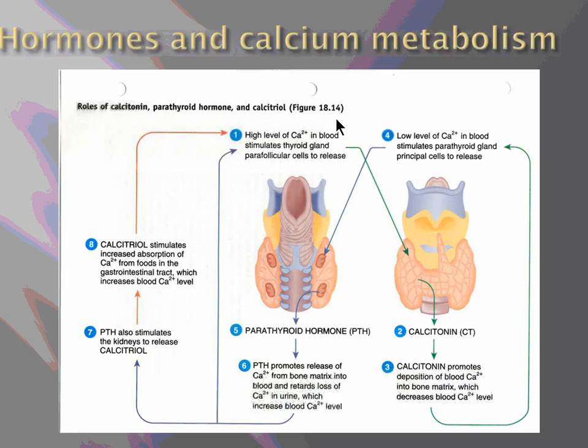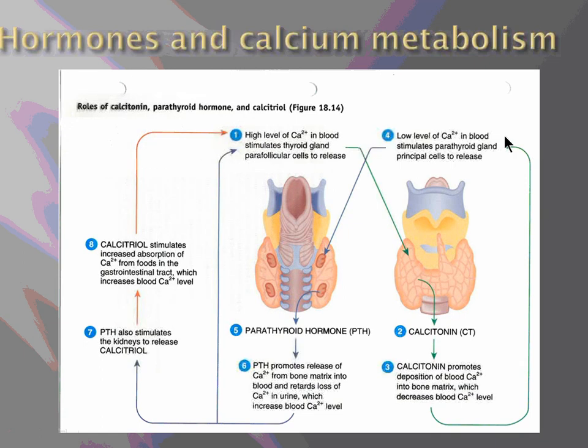This is again a good review for you on hormones and calcium metabolism. You can see calcitonin and parathyroid. Here, if there's a high level of calcium in the blood, the parafollicular cells will release calcitonin. This promotes deposition of blood calcium into bone and decreases the blood calcium levels.